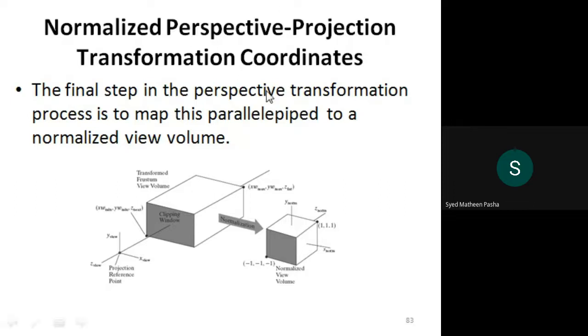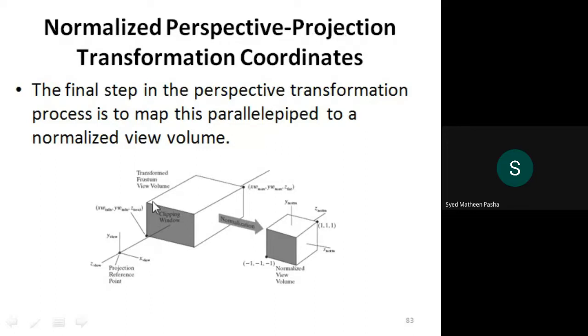The final step in the perspective transformation process is to map the parallel pipe to a normalized view volume. That is nothing but you are just mapping some parallel lines with respect to the view volume, whichever we studied in the previous class. Check out the diagram which is being represented. The initial object, this is an initial object and this is a view volume. Now you have to map this particular object towards this view volume. At this time we will be using normalization with the help of perspective projection.